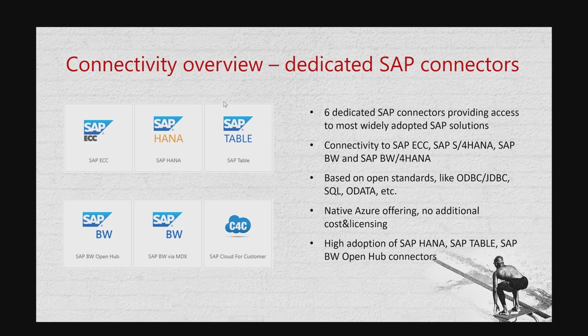You can also see that the connectivity which we have provided in the past is mainly based on open standards. So I mentioned that the ECC connector is leveraging OData services exposed by ECC. The SAP HANA connector is using ODBC or JDBC connectivity. So that's also a standard and an open standard on which this is based. The table connector internally basically translates an RFC call into the SAP system into a SQL statement. So that's basically also a SQL and RFC based connectivity. So it's very much based on open standards.